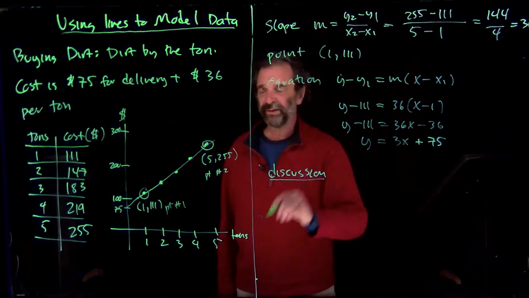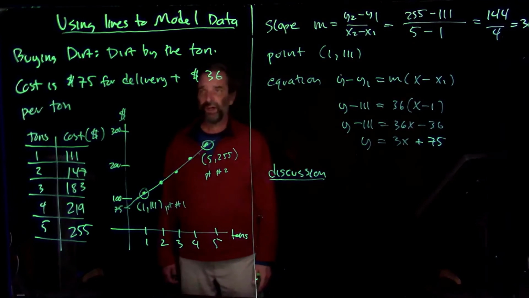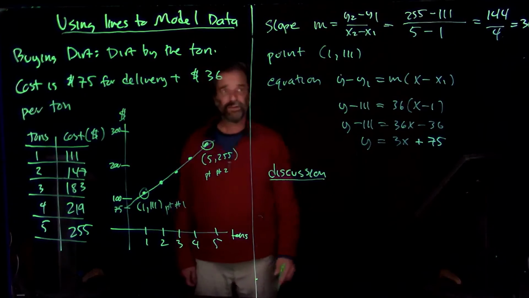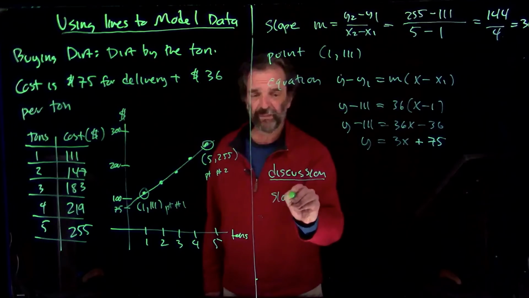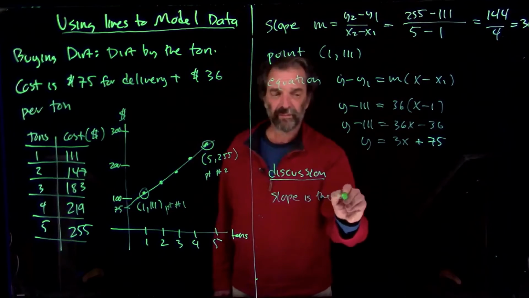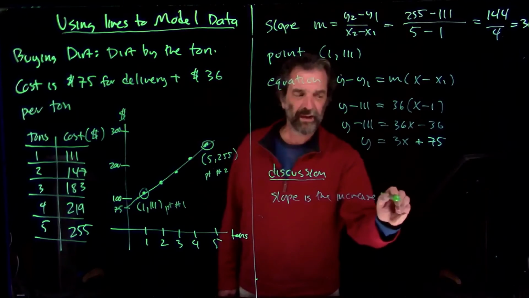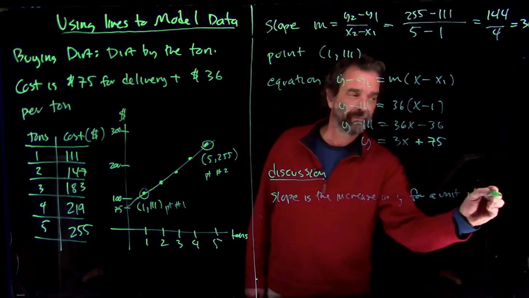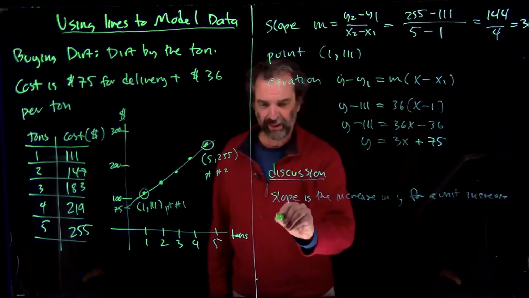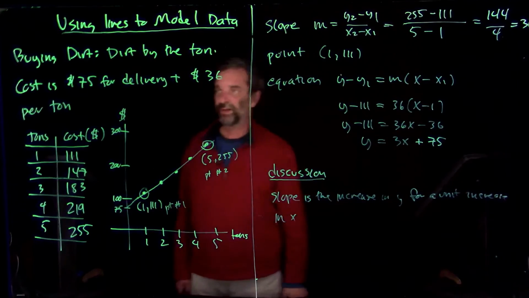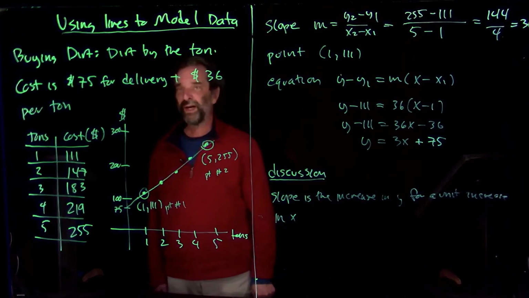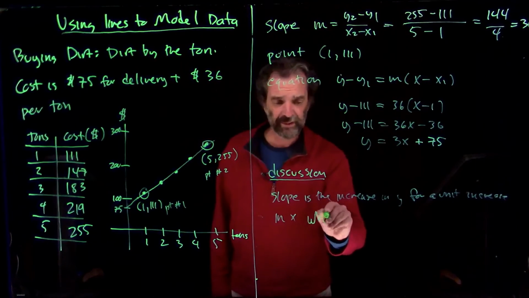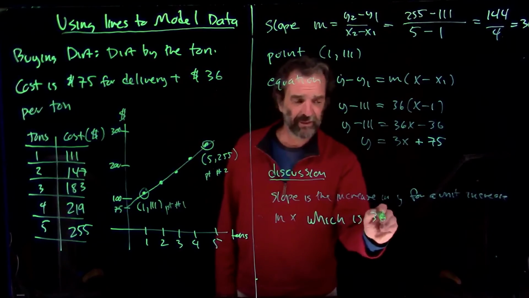Discussion. Let's see. Could we just guess that that's what was happening? I guess that's the idea. Well, the slope is the increase in y for a unit increase in x. So what's x? X is tons. If you increase your load by 1 ton, it costs you $36 more. So we could just read off from the situation, 36.